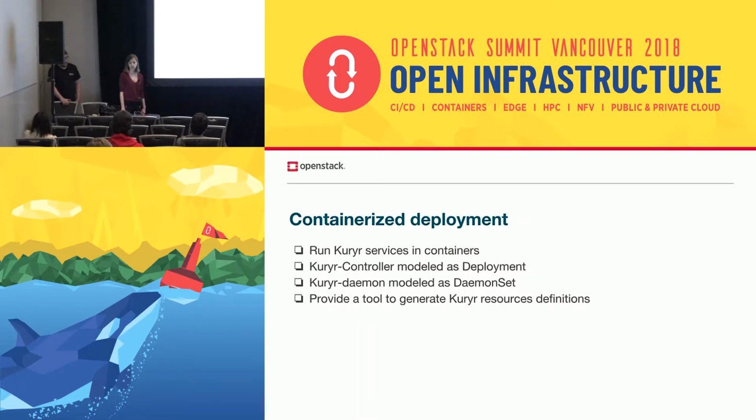So as I mentioned, Kuryr can be deployed in containers. So basically, it's the same way that other SDNs work in Kubernetes. So we have a controller modeled as a deployment and a daemon modeled as a daemon set. And we have a tool that you can use to generate these resources and then apply it to your cluster.